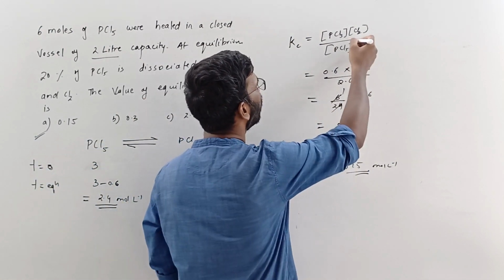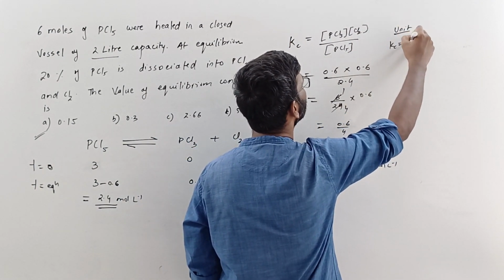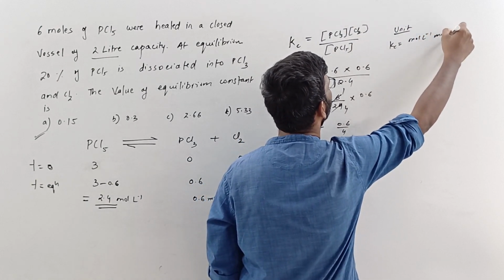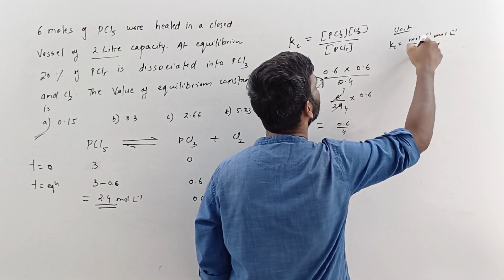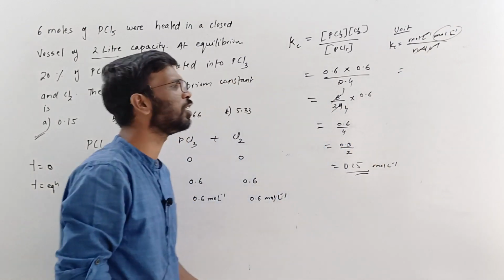So here, let's talk about the units of the Kc. Kc will be what? The units of this are moles per liter. The units of this are moles per liter. And the units below are moles per liter. So this will get cancelled, and what will remain is just moles per liter. In this case, it is moles per liter.